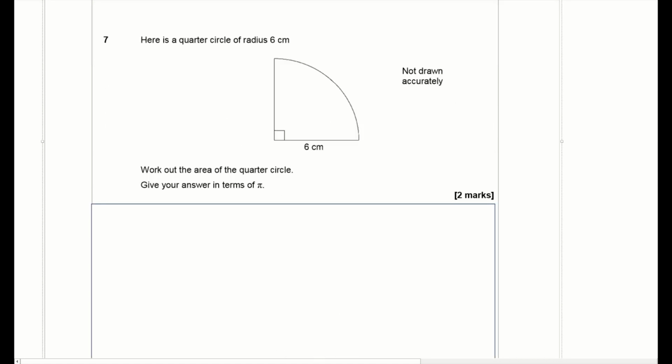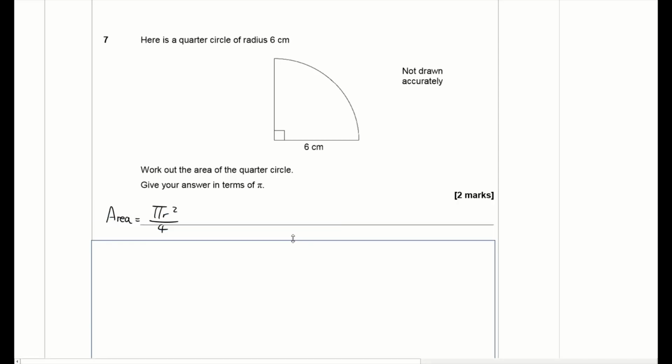Question 7. Here is a quarter circle of radius 6 centimeters. Work out the area of the quarter circle, give your answer in terms of pi. The general area for a full circle would be pi times the radius squared. You will use that formula here, but you've got to remember that you've only got a quarter of a circle, so when you do calculate pi times radius squared, you've got to make sure you divide it by 4. It's worth always stating that at the start when you are processing the actual calculation.